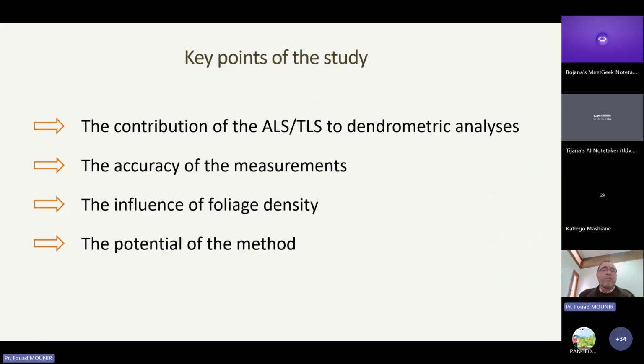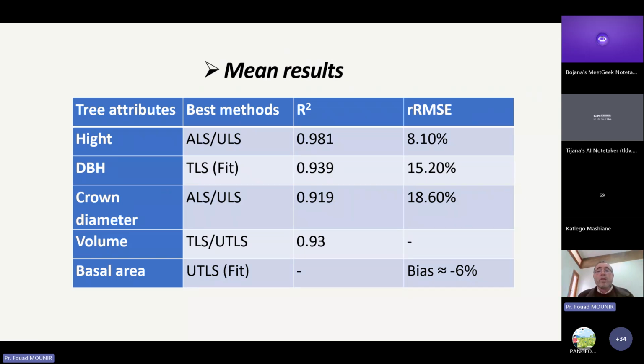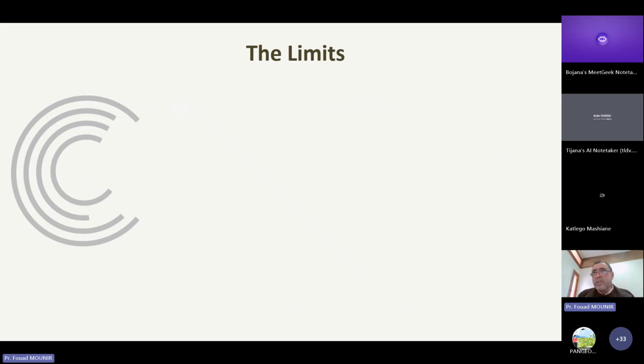Here we have this table that gives us the main results. We can find that the height can mainly and significantly be derived from ALS/ULS data. Using this data, we can calculate the height. For the DBH, we can mainly use the TLS data, and for ground diameter, we can use both ALS and TLS data. Also for the volume, we can use both of them, and also the basal area. But this study still suffers from some limitations.